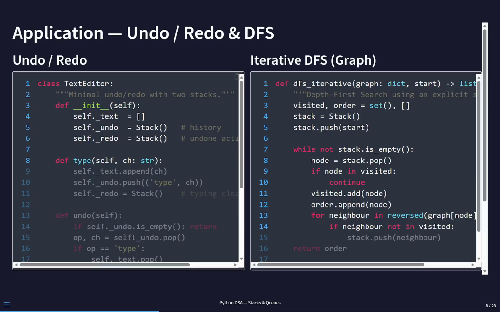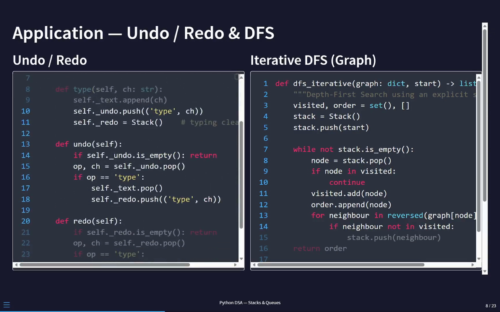The text editor class uses two stacks, one for undo history and one for redo history. When you type a character, it gets pushed to the undo stack, and the redo stack gets cleared, because a new action invalidates the redo history. When you call undo, you pop from the undo stack and push to the redo stack. When you call redo, the reverse happens. This is exactly how every text editor, graphics application, and IDE implements undo/redo. The two-stack pattern is universal.